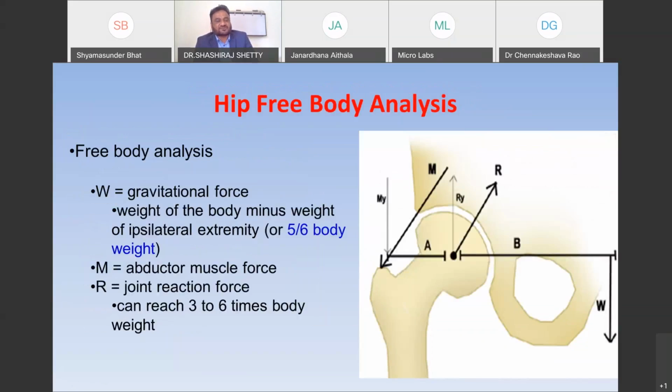Joint reaction force is a triple force, which can be trigonometrically symbolized in a free body diagram. Here, W is the gravitational force, the weight of the body minus the weight of the ipsilateral extremity, that is 5/6 of the body weight. M stands for abductor muscle force. R, the joint reaction force, can reach up to 3 to 6 times body weight.